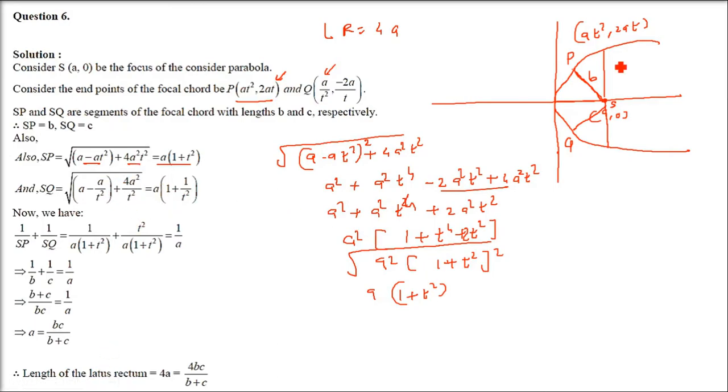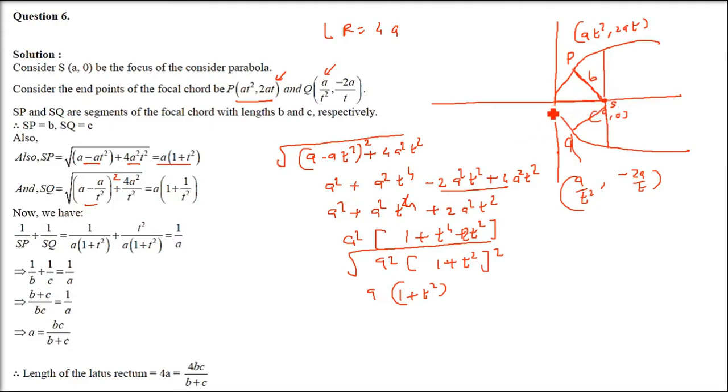I hope you will be able to do it. In the same way you will find the distance between S and Q, that is the distance between (a, 0) and (a by t square, minus 2a by t). So just open this, do exactly what I suggested for SP, and find SQ. a into 1 plus 1 by t square will come.